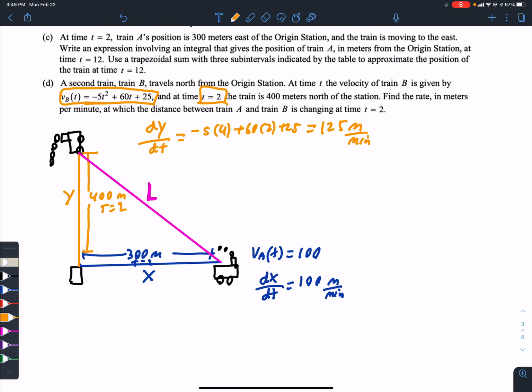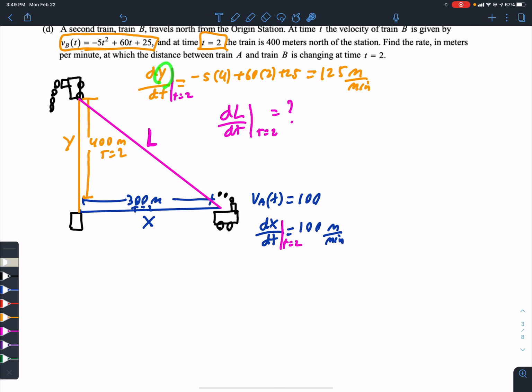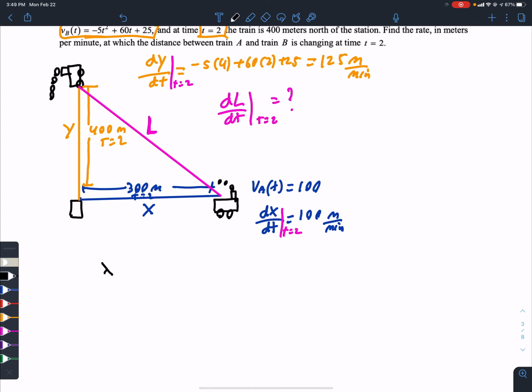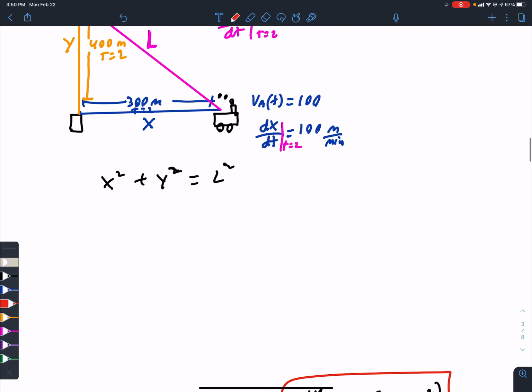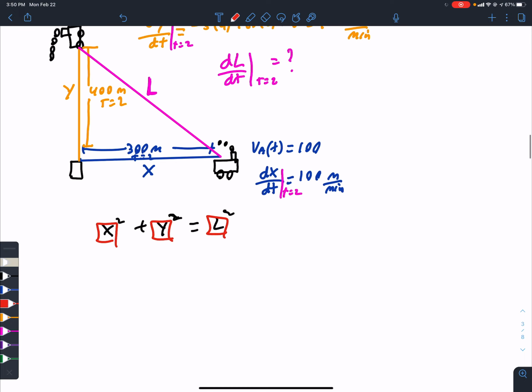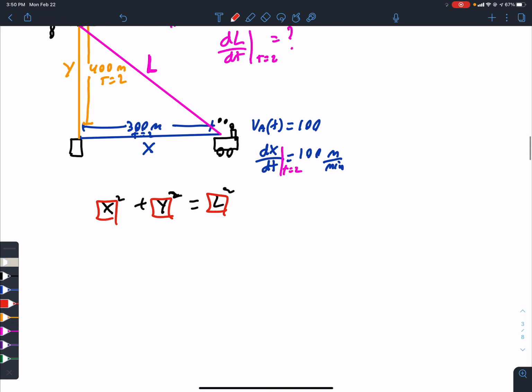Now, what do they want? They want to know how fast the distance between the trains, L, is changing. They're looking for dL/dt at time t equals 2. And all these are at t equals 2. And so we need an equation with y, L, and x. Clearly, that's the Pythagorean theorem, hopefully you see. x squared plus y squared equals L squared. And all three of these, x, y, and L, are functions of time. So they're not our variables. Our variable's t, so we have to treat them as functions.